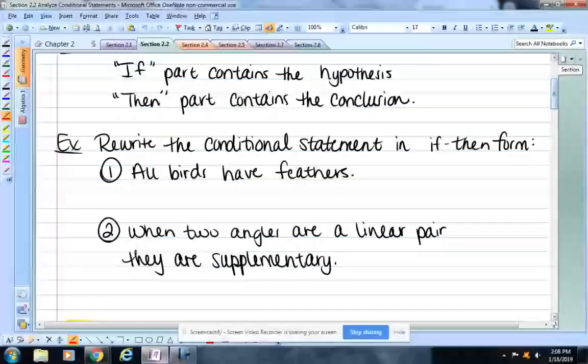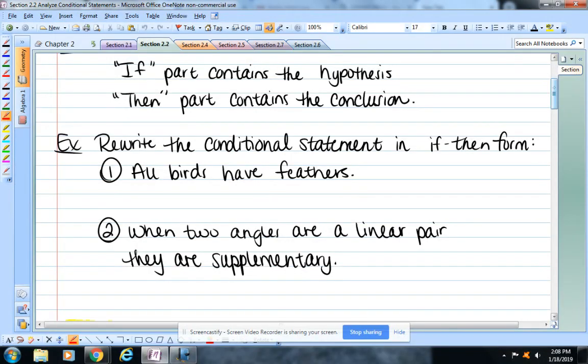One way to do this for the statement all birds have feathers is to say something like this. If an animal is a bird, then it has feathers. Let me write it in bold. Wrong pen. Not in this lesson. If an animal is a bird, then it has feathers.